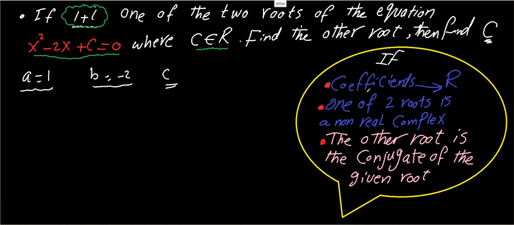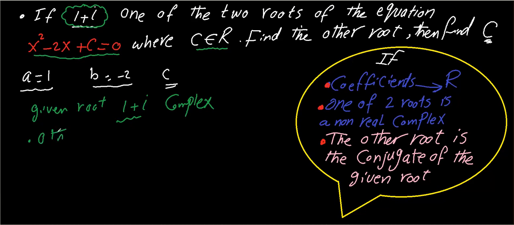The first condition: all coefficients are real. The second: the given root, 1 plus i, is complex. That means the other root is the conjugate of 1 plus i, which equals 1 minus i. Find the other root, then find c.